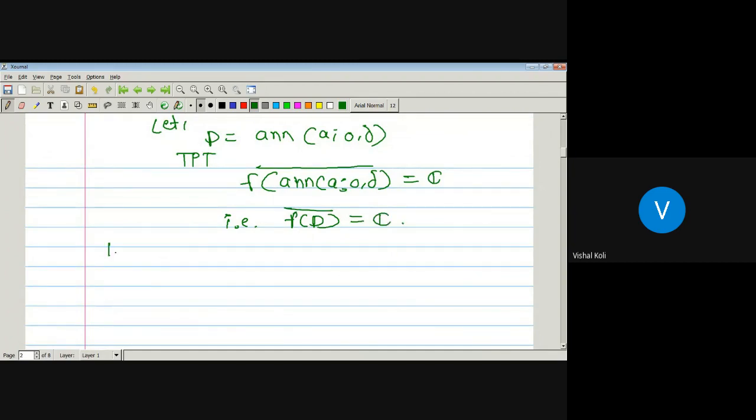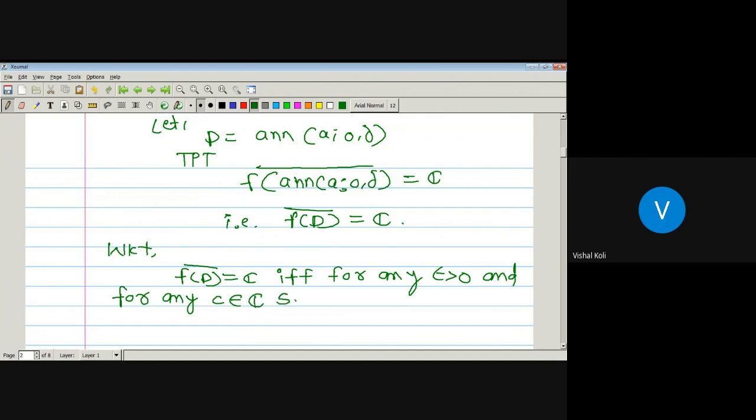And we know that by the definition of dense set, the closure of f of D is equal to C. It means each point of C is either a member of this f of D or it is a limit point of f of D, if and only if for any epsilon greater than 0 and for any c belonging to the complex number system, the open ball about c of radius epsilon intersection f of D is non-empty, which is by the definition of dense set.